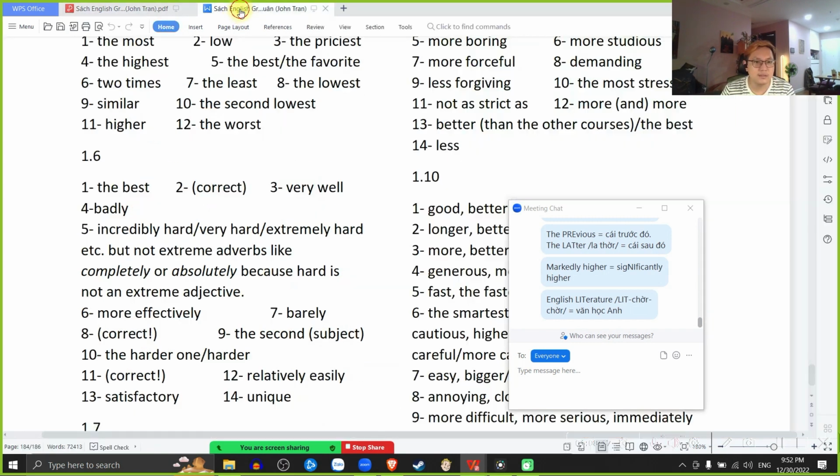Seem to find it incredibly hard, cực kỳ khó, hoặc là very hard, rất khó, or extremely hard, cực kỳ khó. But not extreme adverbs like completely or absolutely, because hard is not an extreme adjective. Bởi vì cái chữ hard, cái chữ khó nó không phải là một cái tính từ tận cùng về nghĩa, cho nên nó sẽ không đi kèm với chữ completely hay là absolutely được.